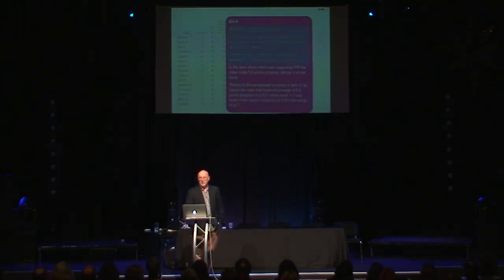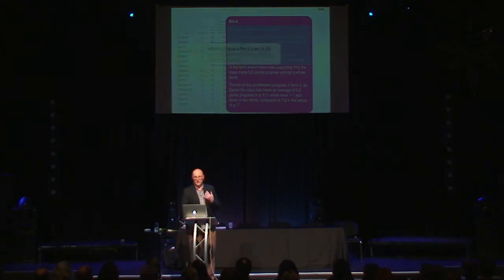And let's focus on these last two paragraphs here. In the term where Helen was supporting Phil, one of the teachers, the class made 5.4 points progress, almost a whole level. Thanks to this accelerated progress in term 2, by Easter the class made an average of 8.2 points progress in Year 8, one whole level and a sub-level in two terms. So in other words, they got through a whole year in half the time with this work, right?